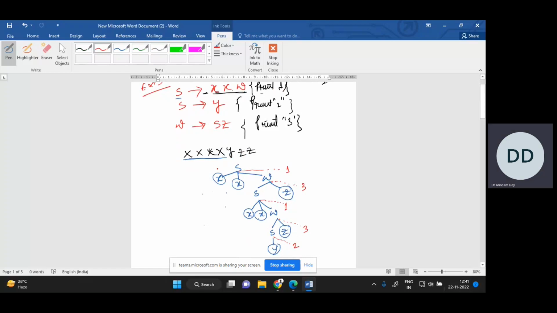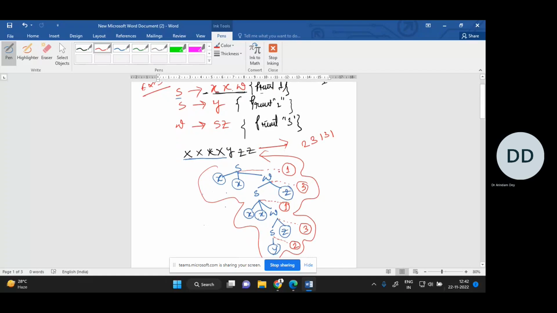Now we have to traverse the tree in this way. Now what are the values I am getting? Already you know the red color values are the leaf node values. So first is 2, then 3, then 1, then 3, then 1. So that means corresponding to this expression, our expression is 2, 3, 1, 3, 1. I hope you have understood now.